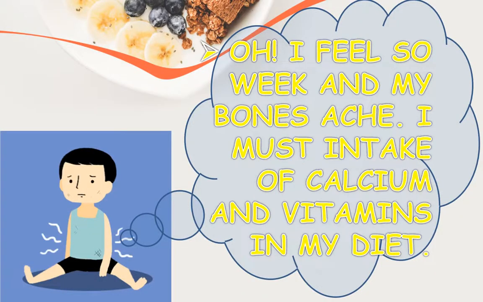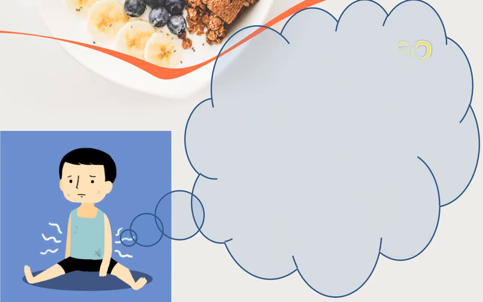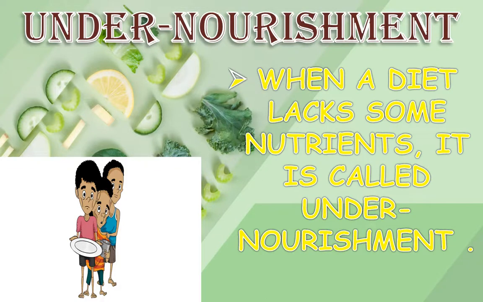Oh, I feel so weak and my bones ache. I must include calcium and vitamins in my diet. What does this statement indicate? This indicates that our body is lacking some nutrients. The second condition is undernourishment. When a diet lacks some nutrients, it is called undernourishment.